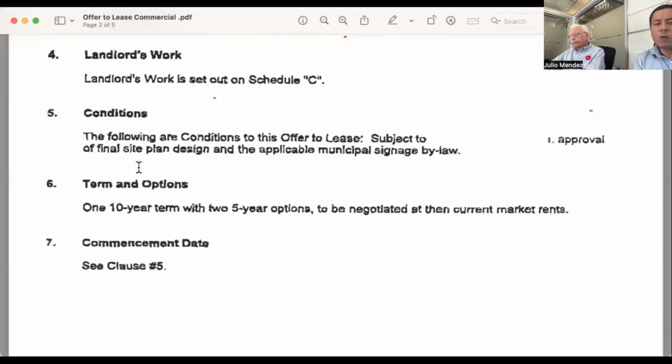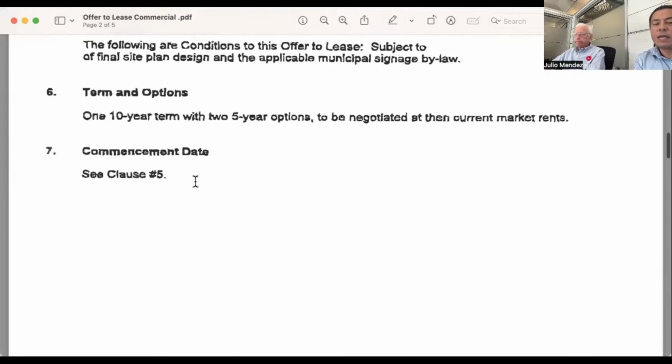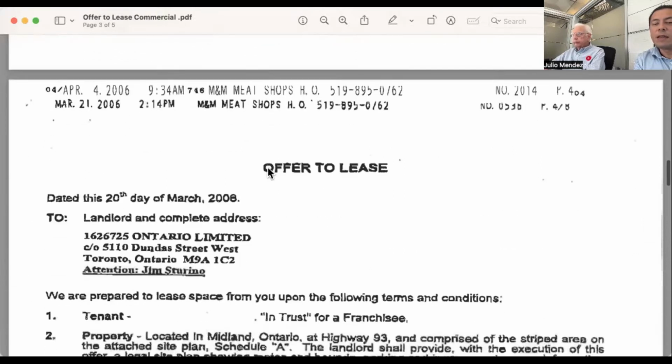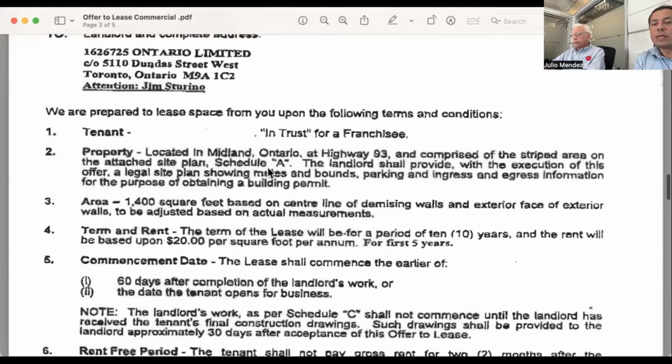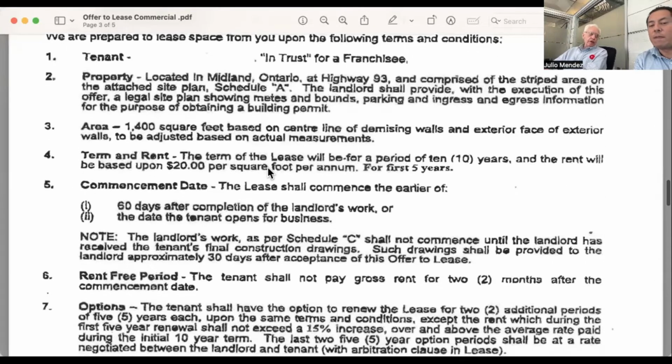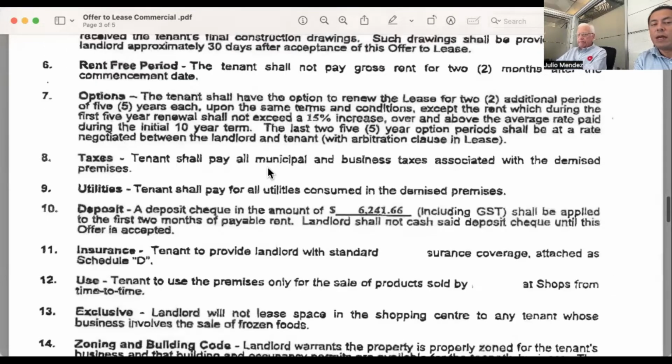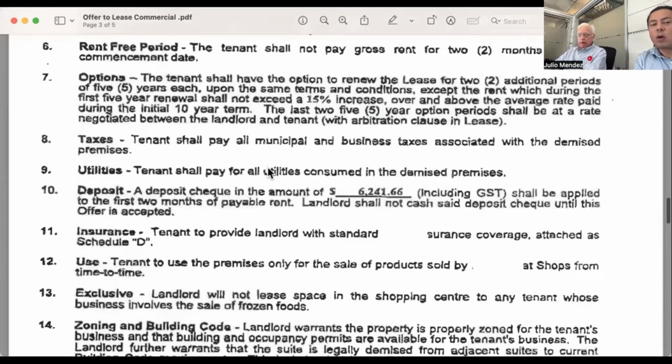Okay, sounds good. And then let me just finish covering this, which was the term and option: one 10-year term with two 5-year options to be negotiated, then current market rents, and then the commencement date. And then it was more into the actual offer to lease, agreement to lease at that point. But just to go back to this.